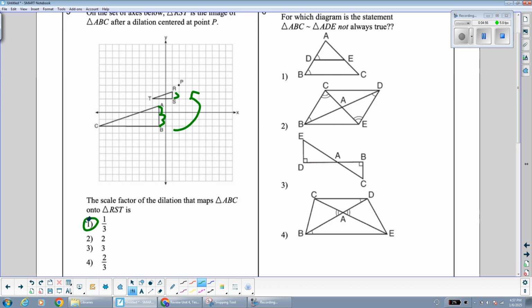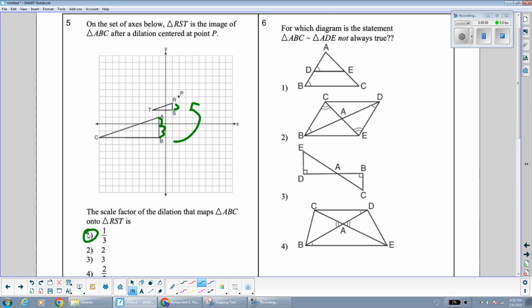For the next question, number 6, for which one are the triangles not similar is what it's asking. It's asking when this statement that the triangles are similar is not true. So it's asking which ones are not similar. So in the first one, the inner triangle and the outer triangle have corresponding angles congruent. And they also have the shared angle. So that is true. I do see AA.